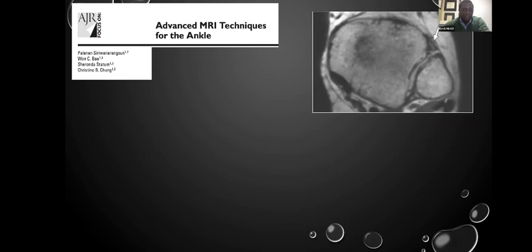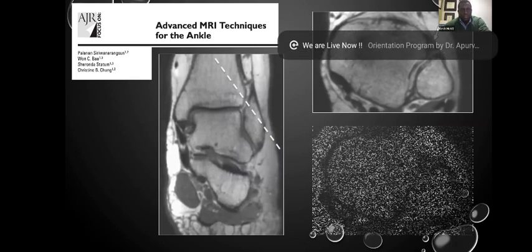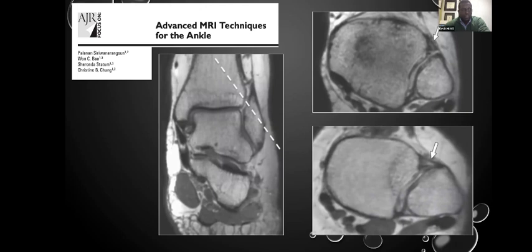Here it appears discontinuous, but as anyone who's read a lot of ankle MRIs can tell you, it may not be. Here they just changed the angle of the acquisition, and now we can see the full anterior inferior tibiofibular ligament, and it looks very normal and intact.